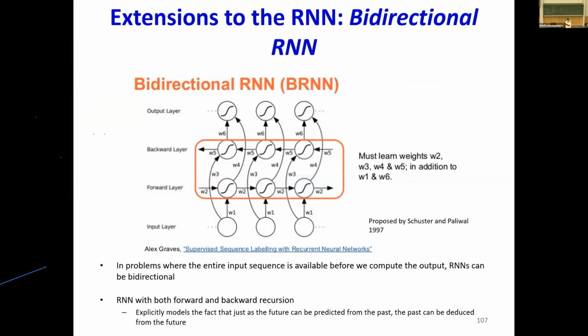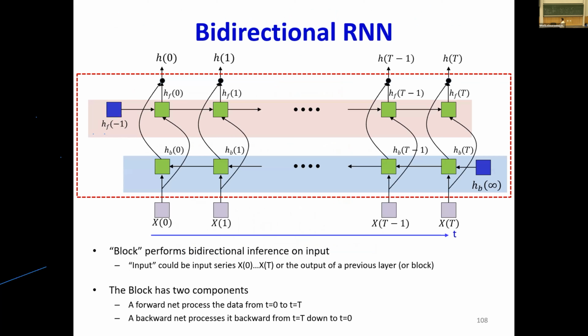We're going to say our assumption is that the prediction at any time depends not just on the past, it can also be made based on the future. But the prediction based on the past is going to be separated from the prediction based on the future, and those two are going to eventually be combined. And so here's what the network looks like. Within any block, any layer of the bidirectional network, you're going to have two subnets.